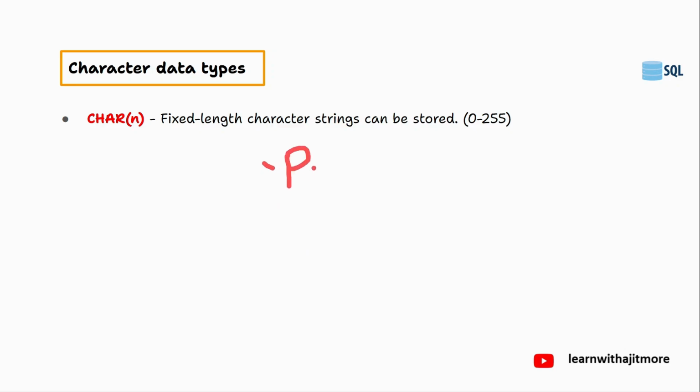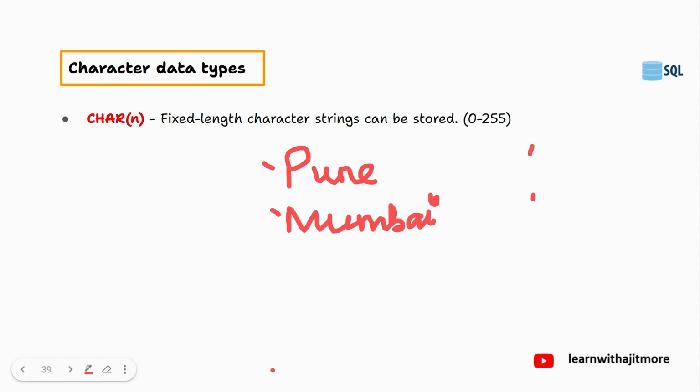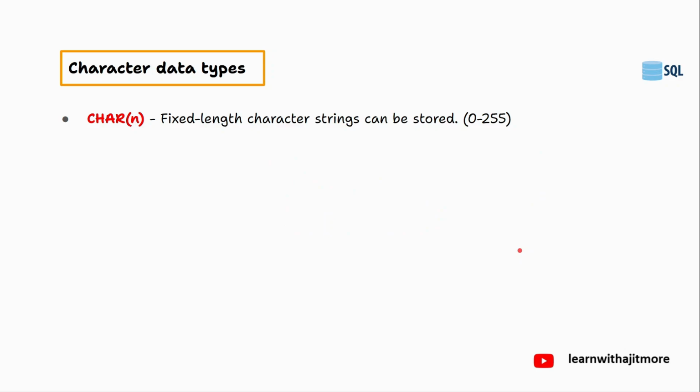Remaining places are filled with spaces. Blanks. So Pune has 14 remaining, Mumbai 6 with 14 spaces remaining. So everyone gets 20 characters only. If you have given 20, or 40, everyone gets 40. As everyone has a fixed size, retrieval is faster, but there is wastage.